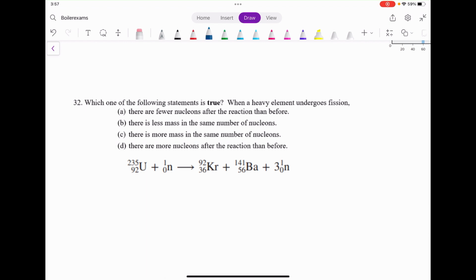32. Which of the following statements is true? When a heavy element undergoes fission, there are fewer nucleons after the reaction than before. There's less mass in the same number of nucleons. There's more mass in the same number of nucleons. Or there are more nucleons after the reaction than before. So we know for sure, oh, and I attached down here an example of a fission reaction. And let's just take a look at the mass numbers. That is still balanced. So the idea that there are more or fewer nucleons is definitely not true.